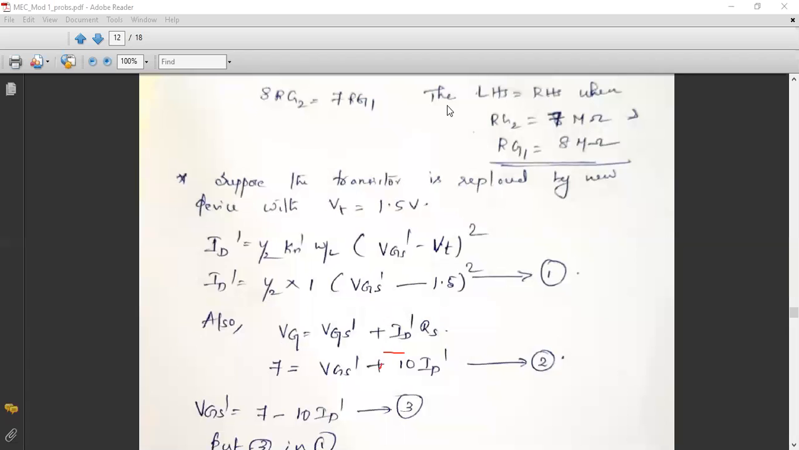Now, if you see this equation number 1, you have two unknowns, ID dash and VGS dash. You can't solve for ID dash since there are two variables in the same equation. So what is the next step that I have to do? If there are two unknowns, I should change this VGS dash in terms of ID dash, right? So again, I have applied KVL to our lower loop. Whatever I have shown in the previous case, in the same way, I'm applying the KVL to our lower loop.